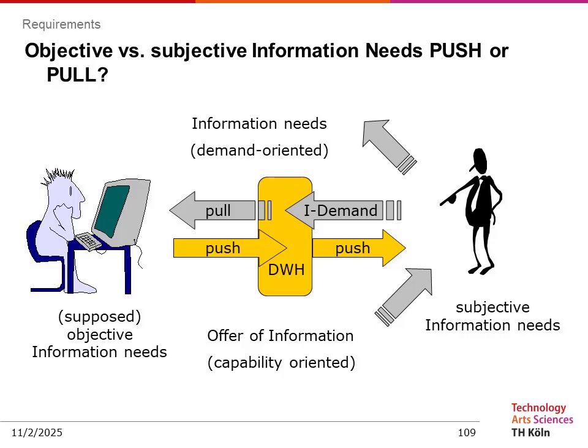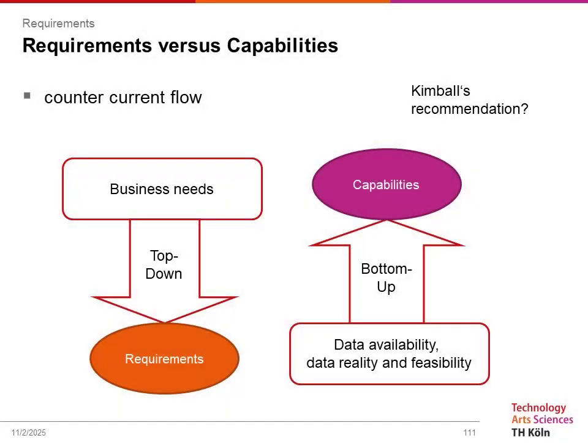Kimball's classic recommendation here is what he called the countercurrent flow. Requirements gathering absolutely needs both. You need to integrate a top-down view, understanding the strategic goals, the business objectives, with a simultaneous bottom-up view, really assessing data availability, data quality, the feasibility from the source systems. You have to do both, constantly flowing against each other. Got it. Top-down meets bottom-up.